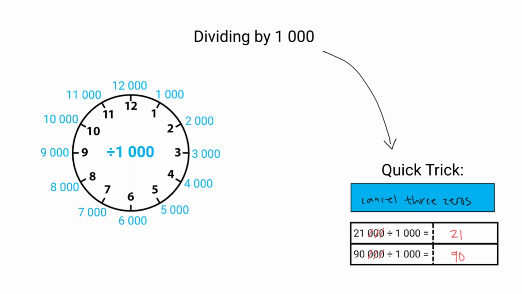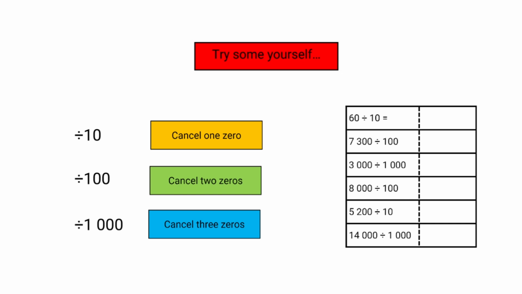Now that you've seen the pattern that happens when we divide numbers by either 10 or 100 or 1,000, it's time to give you a set to try to see if you can put this into practice. You can see there's a mix of sums here. They're all muddled up, so it's good practice. Be careful, read them carefully so that you cancel the correct amount of zeros. What you're going to do, you're going to pause the video, work these answers out, and then come back to the video to see if you got them correct. Let's check those answers.